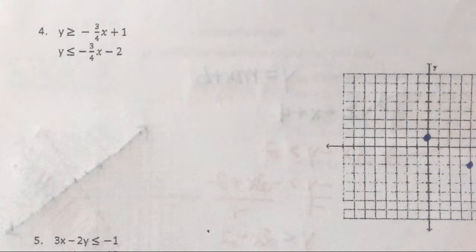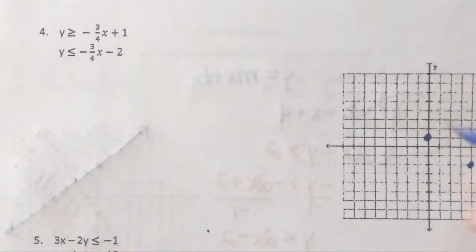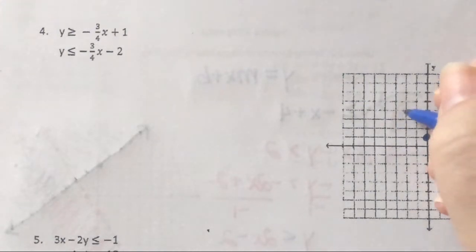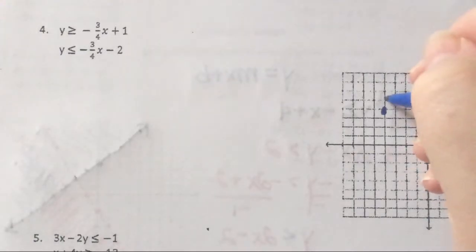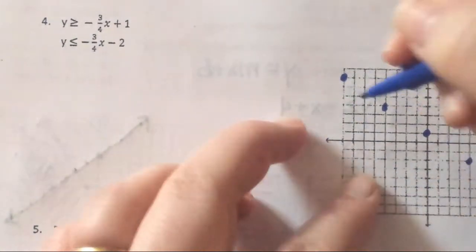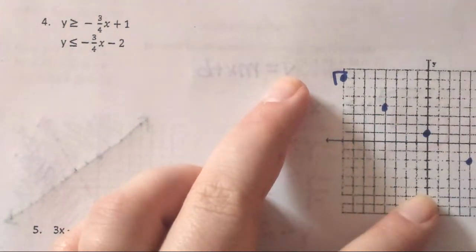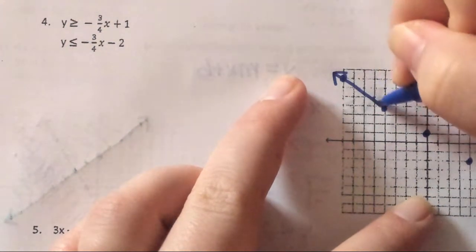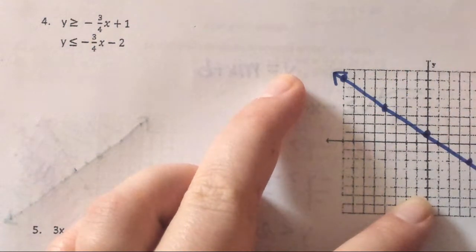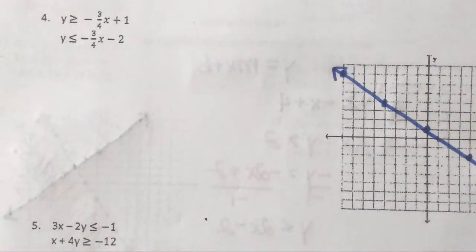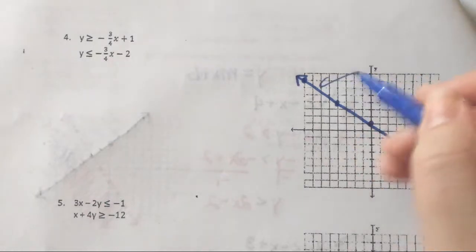1, 2, 3. 1, 2, 3, 4. Since it's equal to, I get to make this a solid line when I connect those dots. Since it's a greater than or equal to, I get to shade above my line.